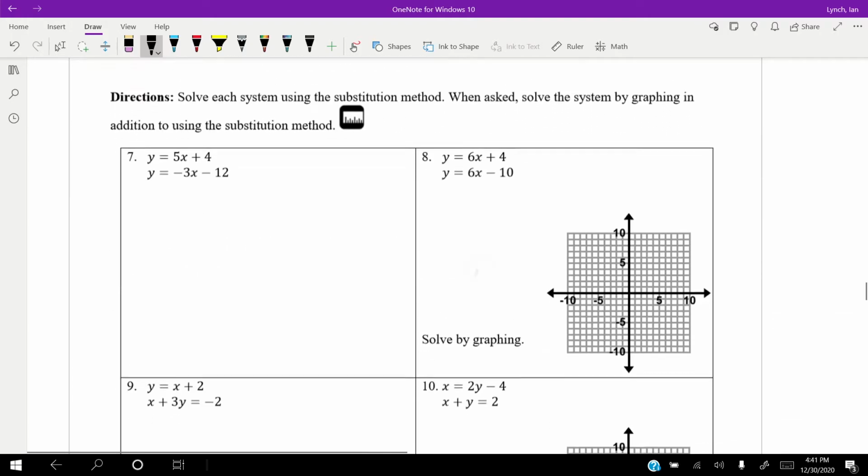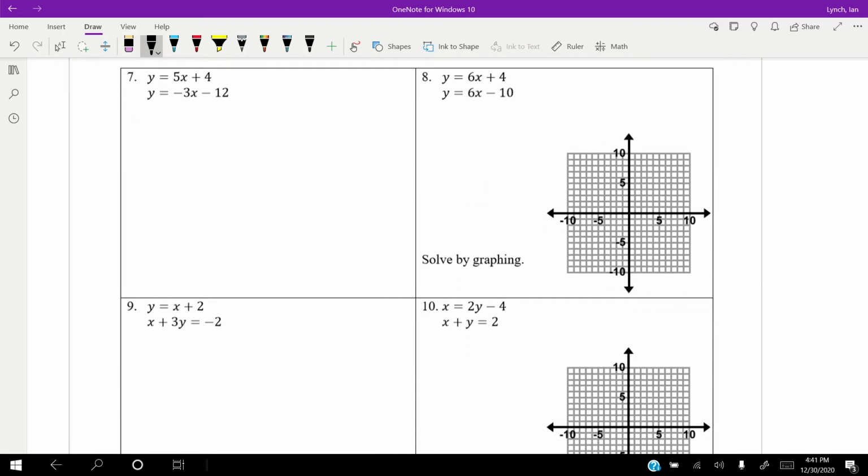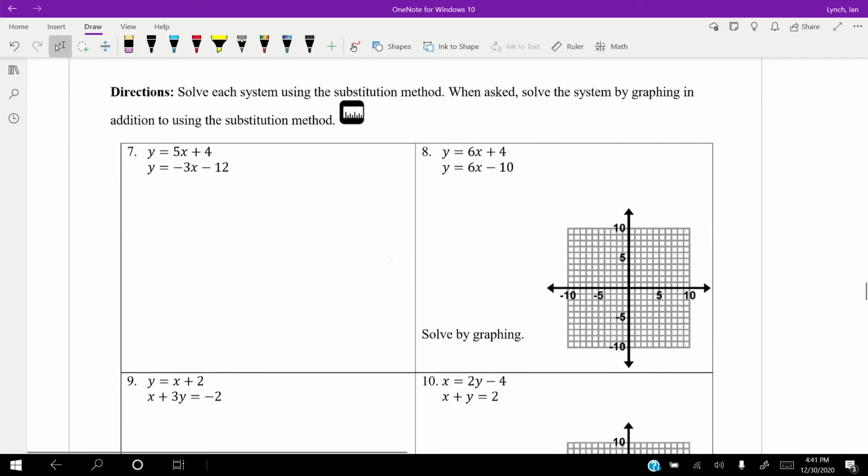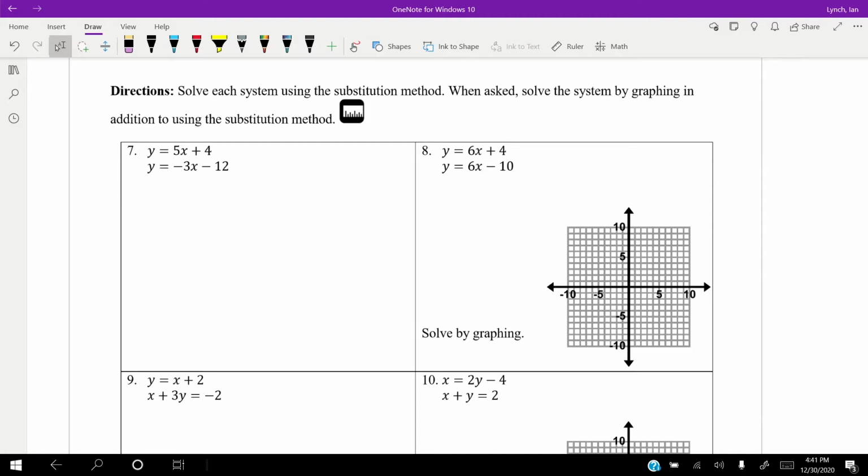All right, let's jump down here to problem 7. So in these problems, we're going to use substitution to solve. In some of these, we're also going to graph them as well. So here, we're given that y equals something for both of these, all right? Which means we're just going to set them equal to each other. 5x plus 4 equals negative 3x plus 12.